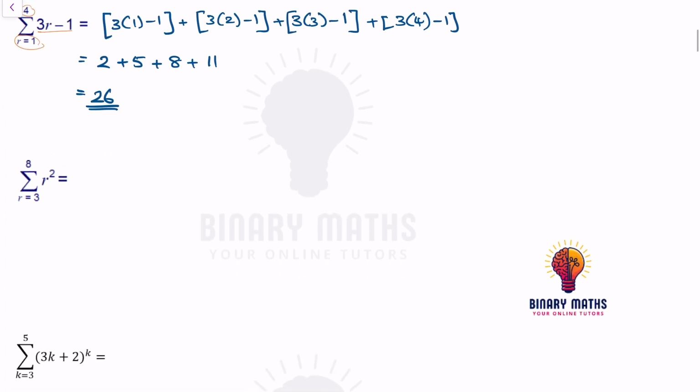If I look at the next example, my starting number that I substitute in for r is 3, the last number is 8, and my expression is r squared. So the first term is 3 squared, plus 4 squared, plus 5 squared, plus 6 squared, plus 7 squared, plus 8 squared. Now I'm going to work this out. In my head, I'm just going to use a calculator. When I put this into my calculator, I get 199.